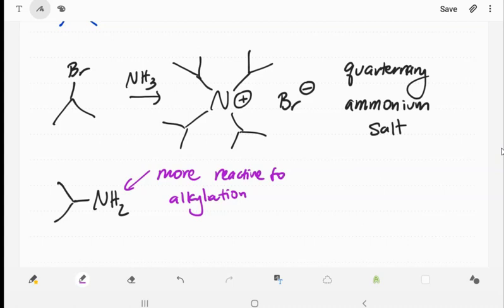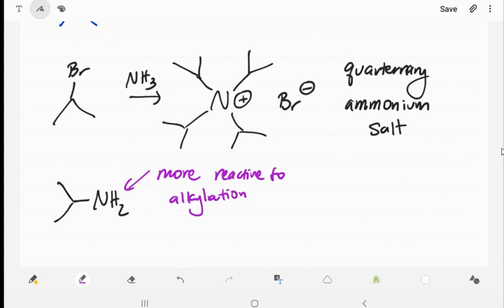But the reason is the first one you put on makes it more reactive because you're donating electron density, right? Remember that alkyl groups are weakly electron donating. So they donate electron density to the nitrogen. Therefore, it can act more as a nucleophile. And the more you do that, the more reactive it gets. And so it just keeps on going until it has 4 of them. All right, and so it just keeps on happening.